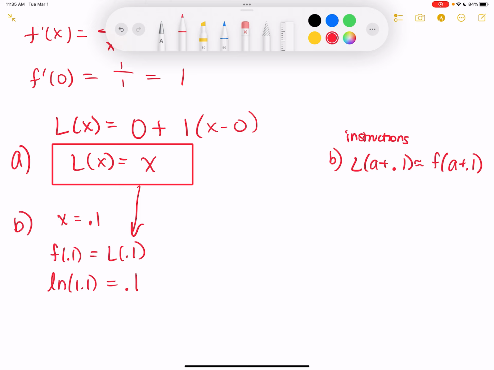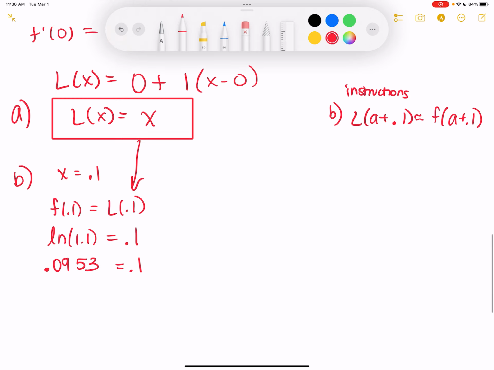And don't round. Oh, no. Is it 0.953, 101, 790? 0.9 or 0.09? 0.09. Okay. We'll just go out to there because that'll give us what we need.